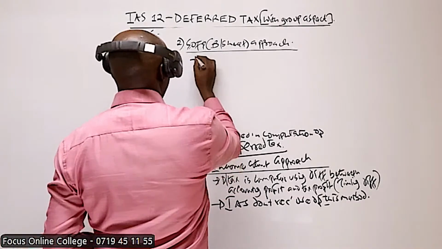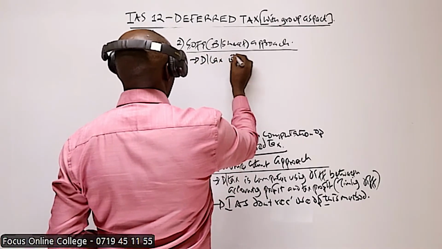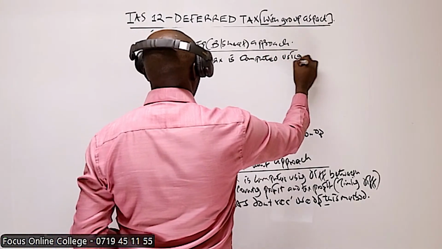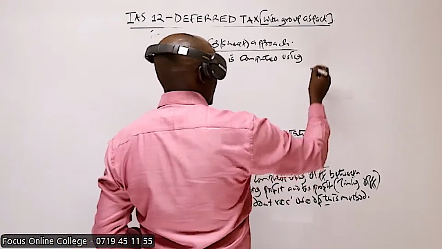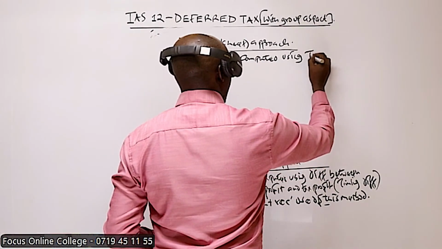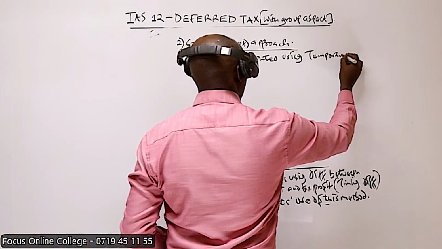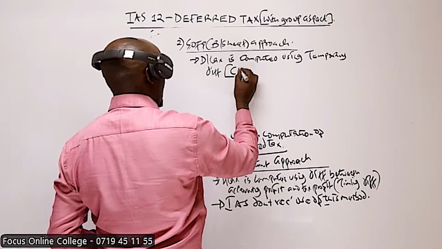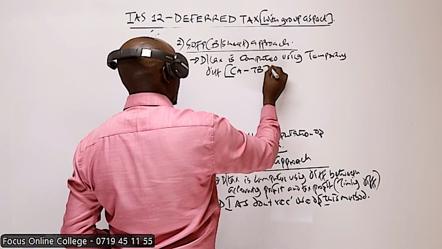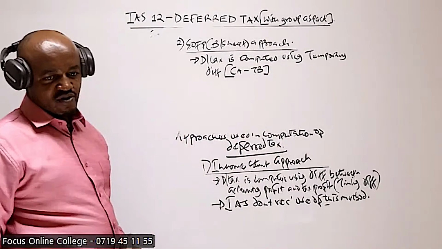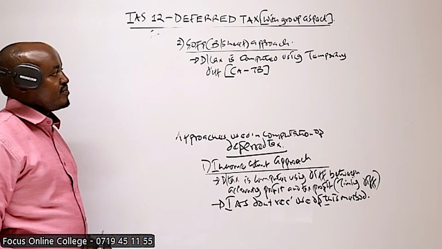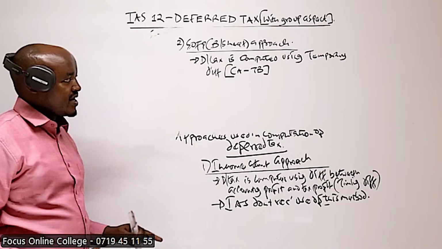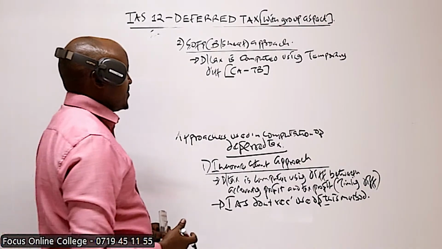So we can say here the deferred tax is computed using the temporary difference. Temporary difference is the difference between the carrying amount and the tax base of various items of asset and liability. So here we compute the deferred tax using the temporary difference, which is the difference between the carrying amount and tax base of assets and liabilities.